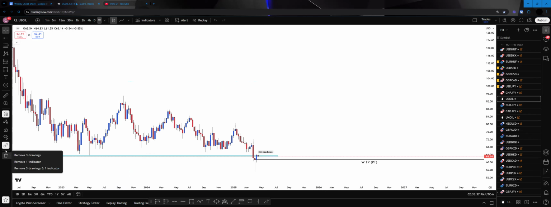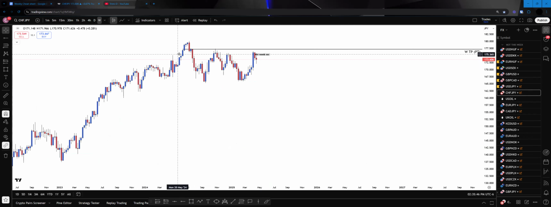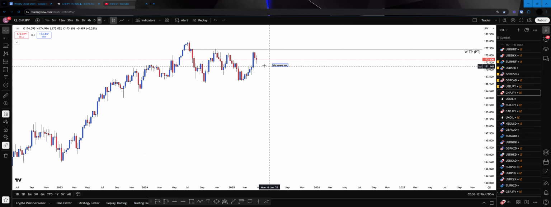US oil. This is not gonna have enough range as well. CHF JPY, we're basically moving sideways. Well, not a lot of weekly area of interest in the middle here, so it's not moving too sideways. So it's bullish, but there is no weekly area of interest that it pulled back to, so we're not interested in it.